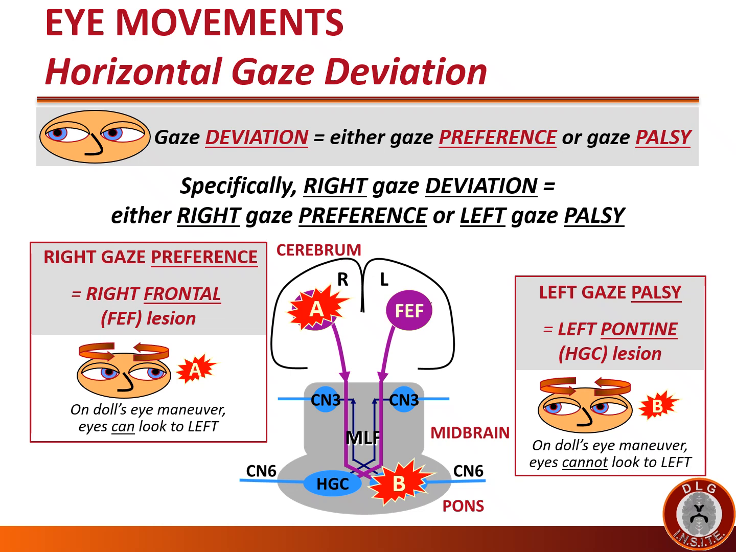Looking at horizontal gaze pathology or deviation, recall that gaze deviation can be due to either gaze preference or palsy.